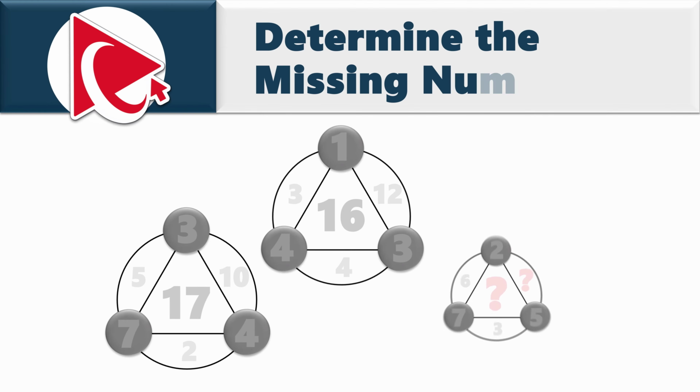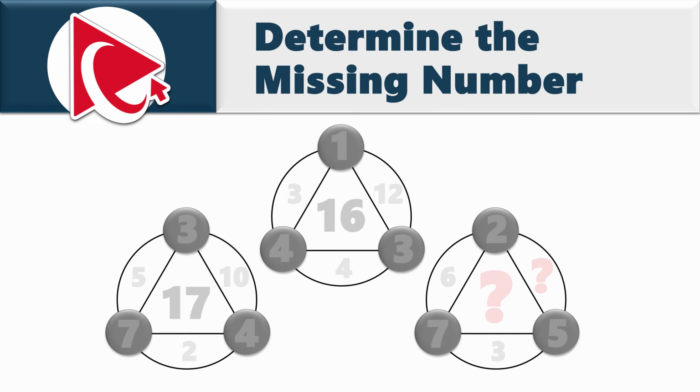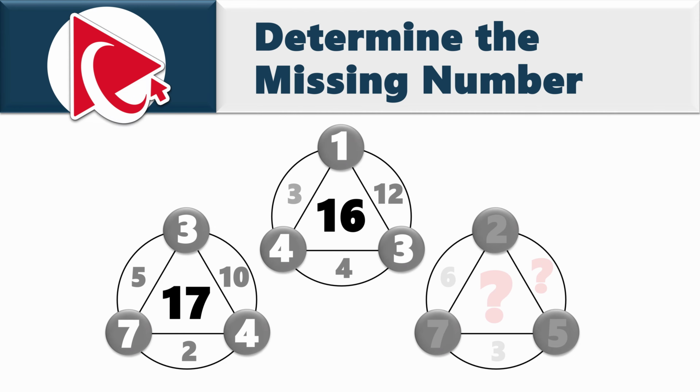You're presented with unusually looking shapes. Shapes have numbers inside. The middle number in the first shape is 17. Numbers in a circle are 4, 7, and 3. And numbers inside the large circle are 10, 2, and 5. In the second shape, the middle number is 16. The numbers in the small circle are 3, 4, and 1. And the numbers inside the large circle are 12, 4, and 3.